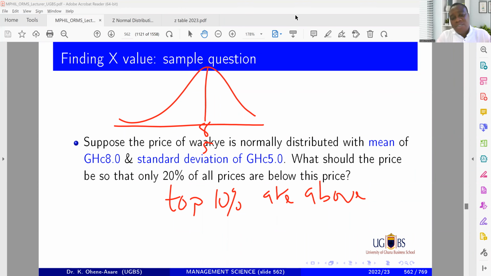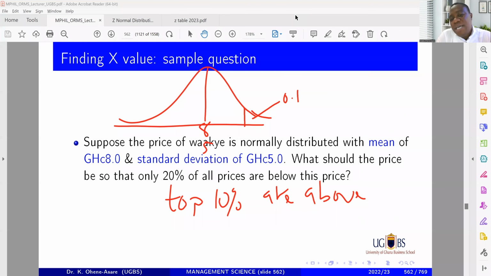Top 10%, will it be to the right or to the left of the 8? To the right, because top 10% is the same as 90% and below. So above 10%, top 10% are above. Once you write the 10%, this section here is the top 10%, 0.1. You see, he used the word above.